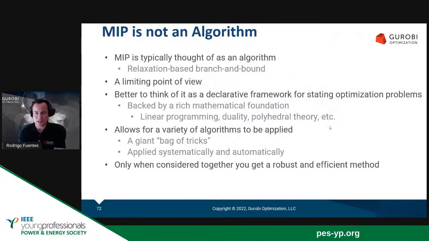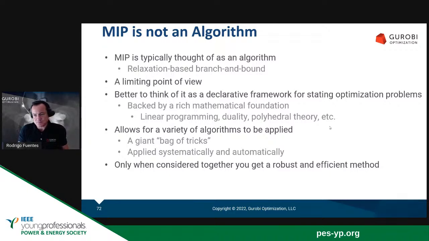So I want you to think of mixed integer programming. It's not really an algorithm, although it's thought of as an algorithm. MIP is solved using an LP-based branch and bound. So don't think of a MIP as an algorithm. MIP is more of a declarative framework that we can use to state optimization problems. So mixed integer programming should give you a foundation on top of which you can lay optimization problems of different nature, of course, in power systems.